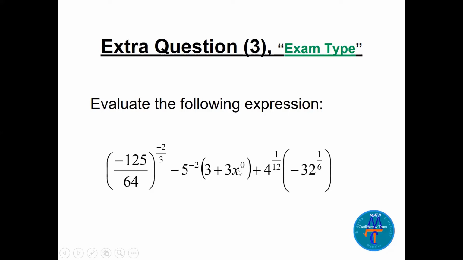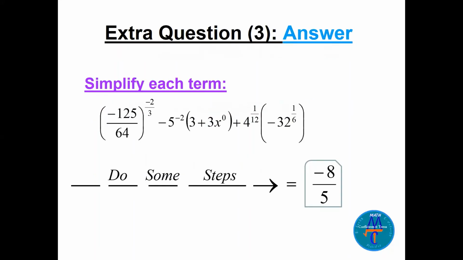So x power 0 is 1. See, this is not in the base here. So only 3 times 1. 3 plus 3, 6. So that's 6 here. Times 5 to the power minus 2, 1 over 5 squared. Leave this minus. Same thing you can do here, same thing you can do there. You can check other examples, and the final answer will be minus 8 over 5.